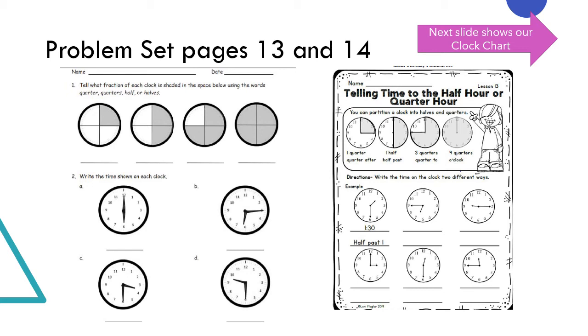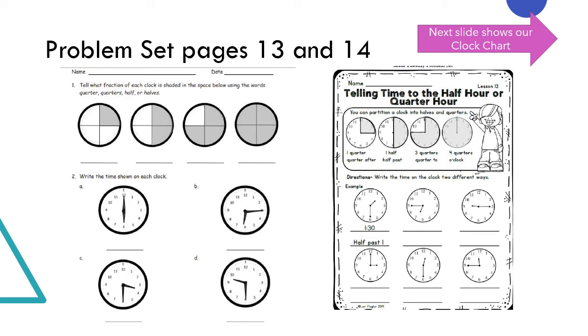Question 1. Tell what fraction of each clock is shaded in the space below using the words quarter, quarters, half, or halves. So on the first one, we have one part shaded in. Is that showing quarter or half? On the next one, I see two parts. What is that representing? A quarter or half?